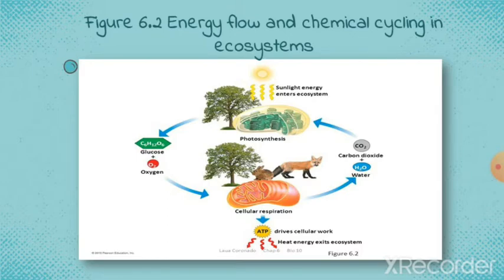So, as shown in figure 6.2, energy flows through an ecosystem, entering as sunlight and exiting as heat. In contrast, chemical elements are recycled within the ecosystem.